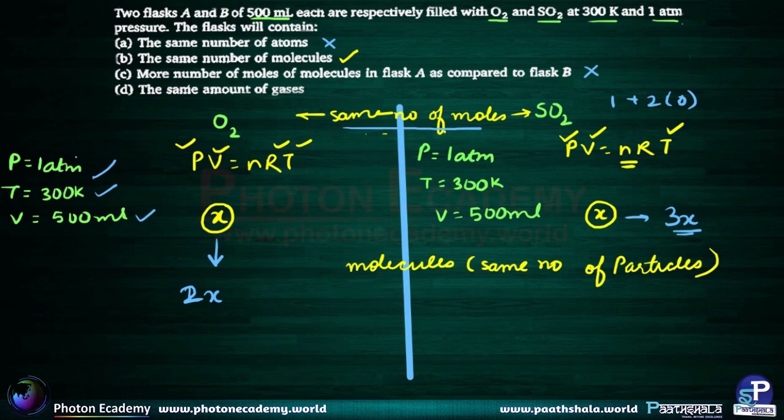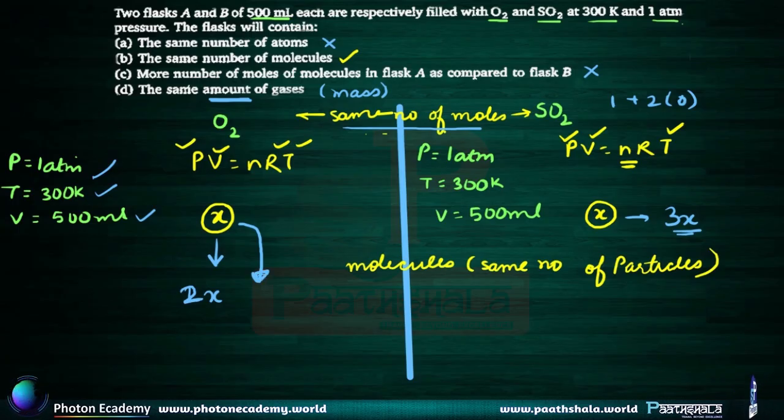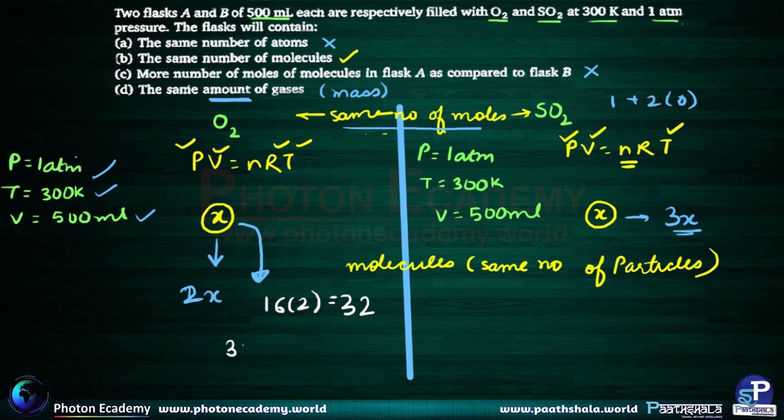The same amount of gases. Now generally amount is measured in terms of mass. Okay. So let's say we had x moles of oxygen in flask A. How many grams of oxygen would that account for? 1 mole of oxygen has what? 16 into 2, that is 32 amu weight. So x moles would have 32x as the weight.